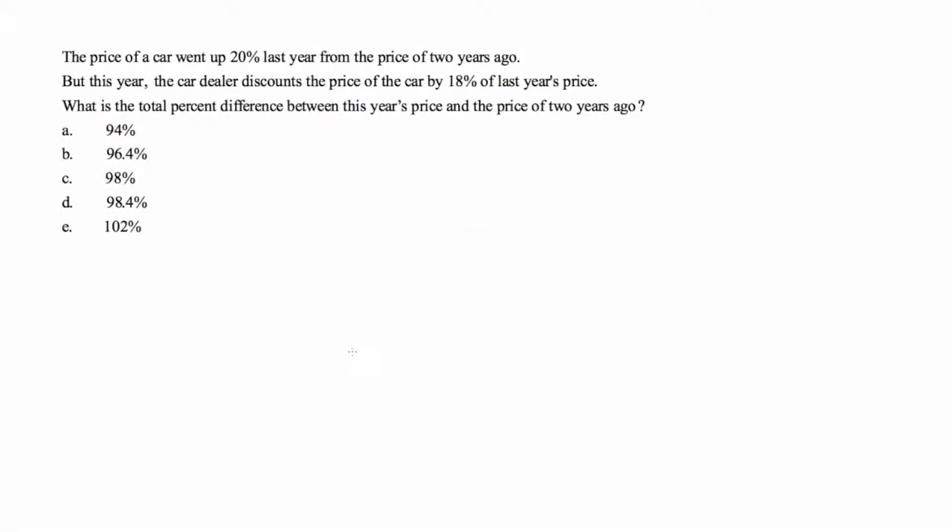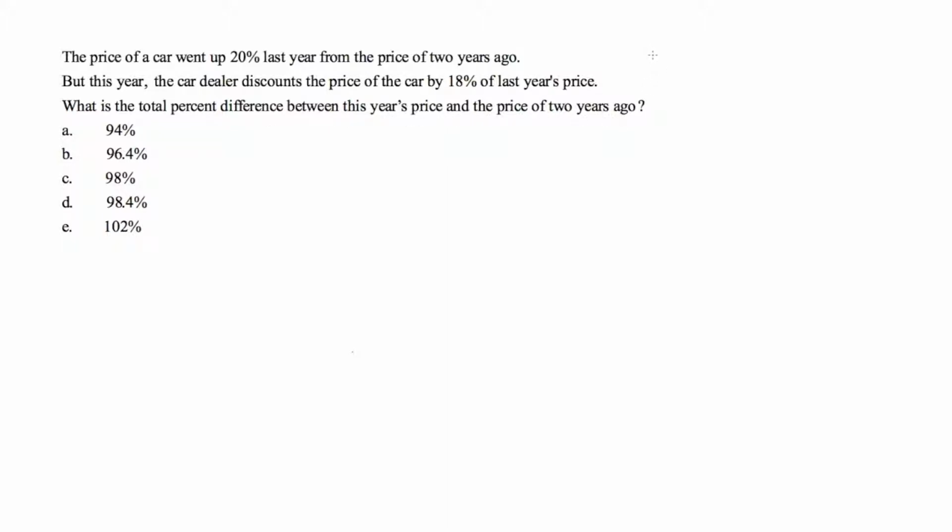The price of a car went up 20% last year from the price of 2 years ago. But this year, the car dealer discounts the price of the car by 18% of last year's price. What is the total percent difference between this year's price and the price of 2 years ago?